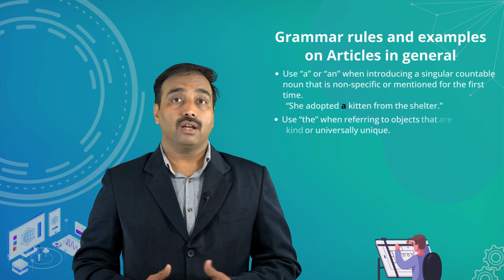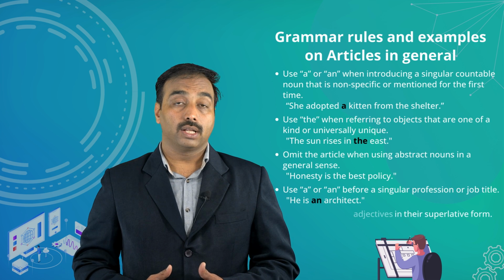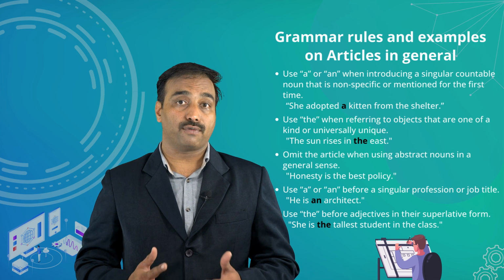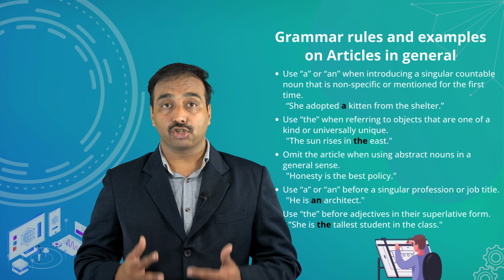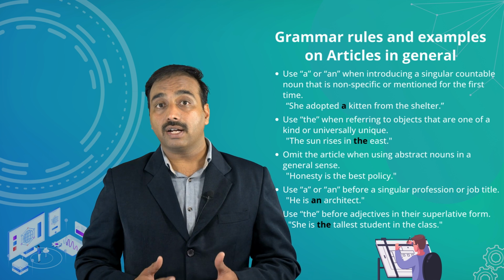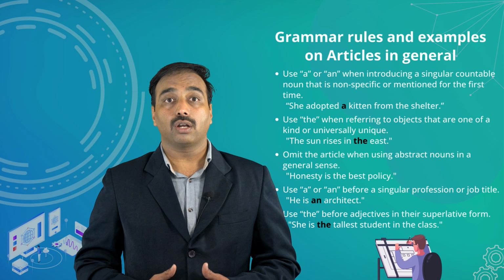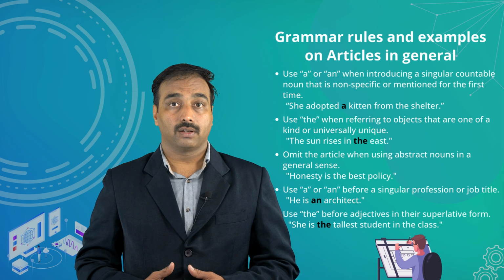Use a or an when introducing a singular countable noun that is non-specific or mentioned for the first time. For example, she adopted a kitten from the shelter. Here, a kitten refers to any kitten, not one previously specified.